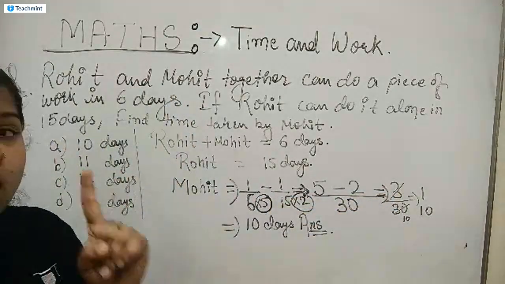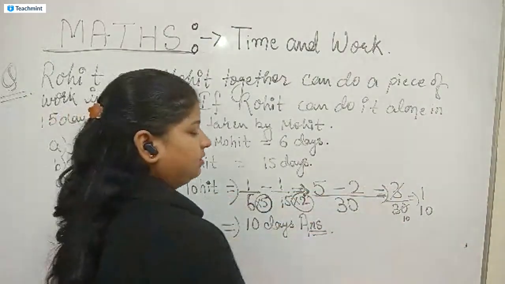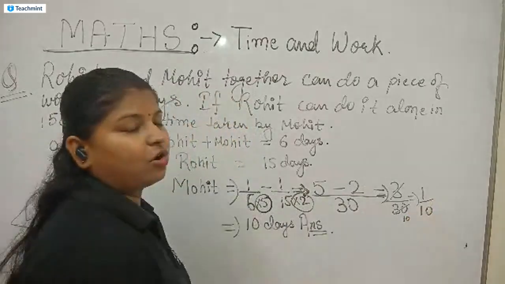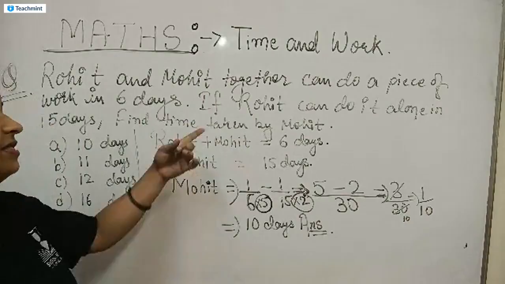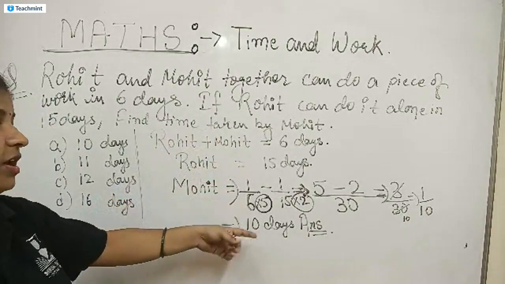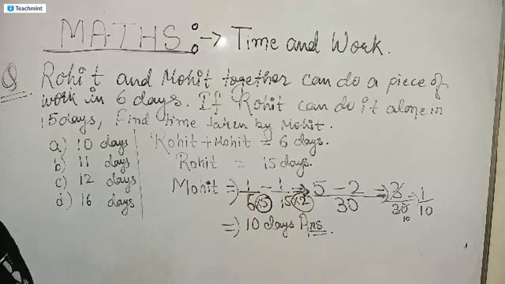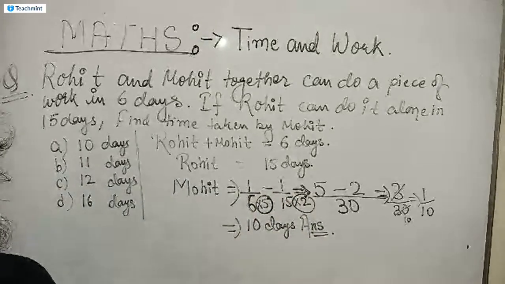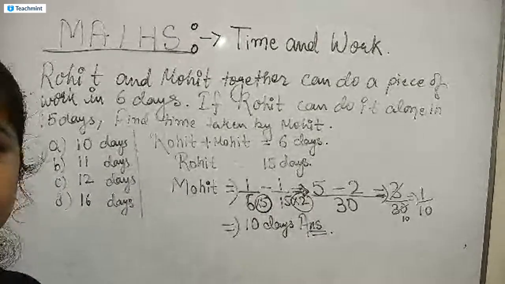So 1 day work of Mohit is 1 upon 10, right? And if I ask the number of days taken by Mohit, just reciprocal it, right? So 1 upon 10 is 10 upon 1. 10 days is my answer.